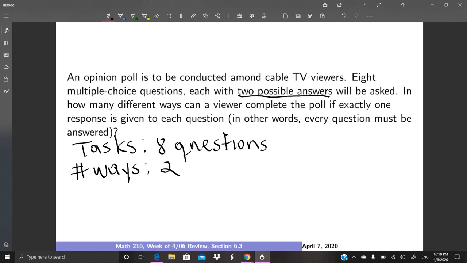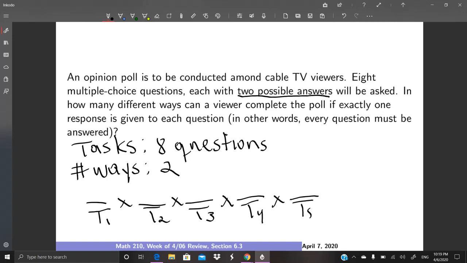So then what you would say is, all right, each question, so for example, T1, T2, T3, T4, T5, T6, and I'm running out of space, T7, and then T8.